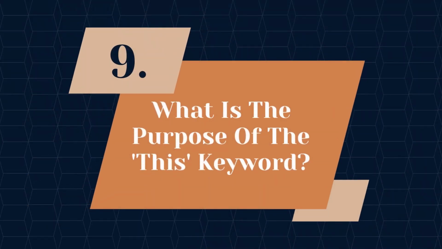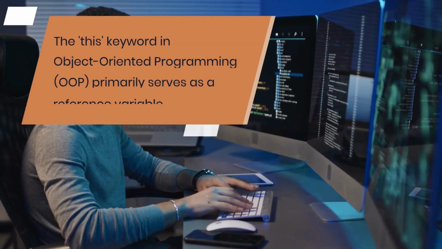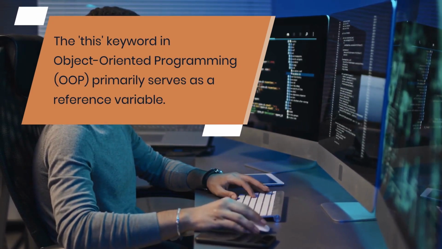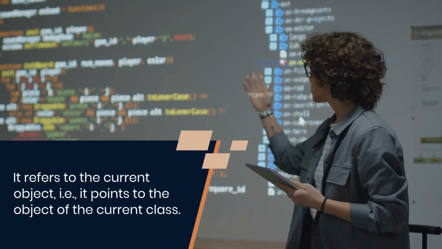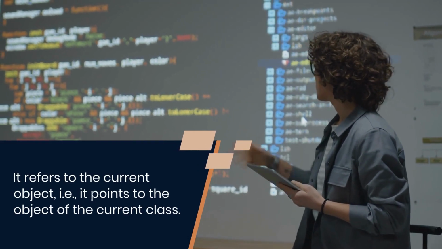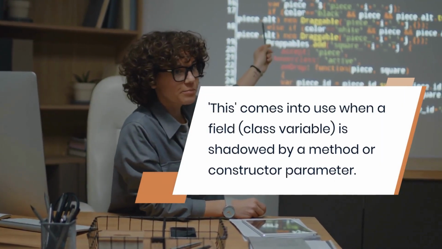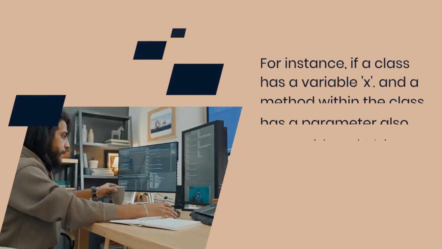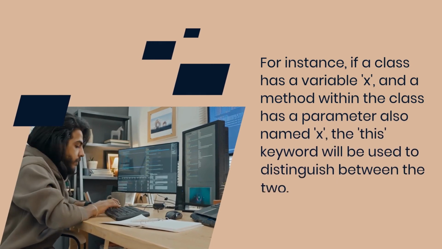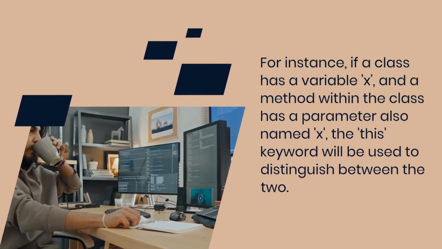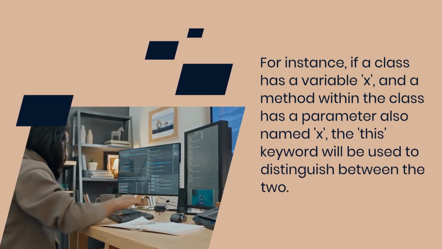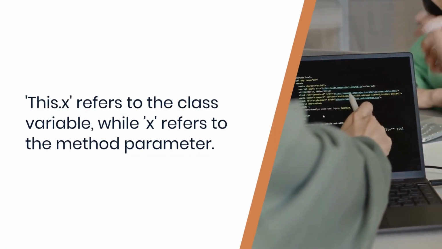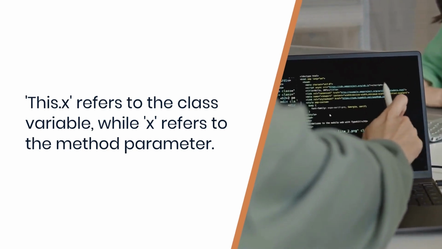9. What is the purpose of the this keyword? The this keyword in object-oriented programming, OOP, primarily serves as a reference variable. It refers to the current object, i.e., it points to the object of the current class. This comes into use when a field, class variable, is shadowed by a method or constructor parameter. For instance, if a class has a variable x and a method within the class has a parameter also named x, the this keyword will be used to distinguish between the two. this.x refers to the class variable, while x refers to the method parameter.